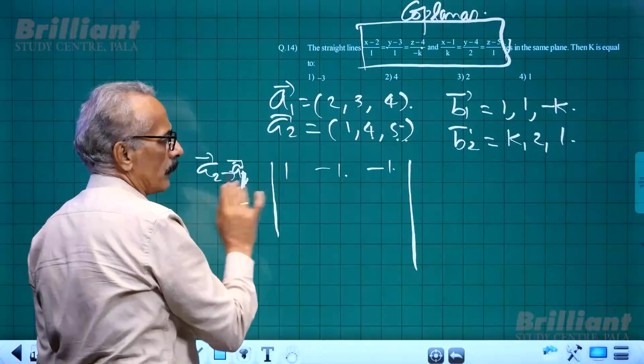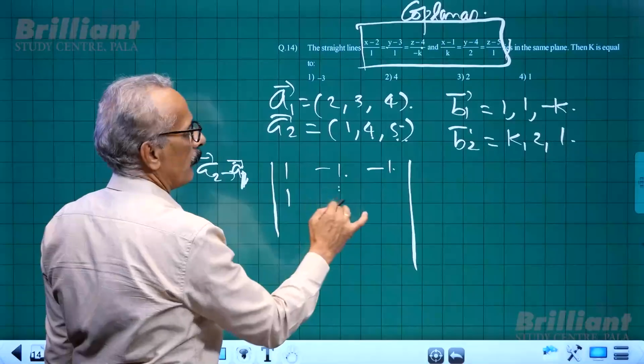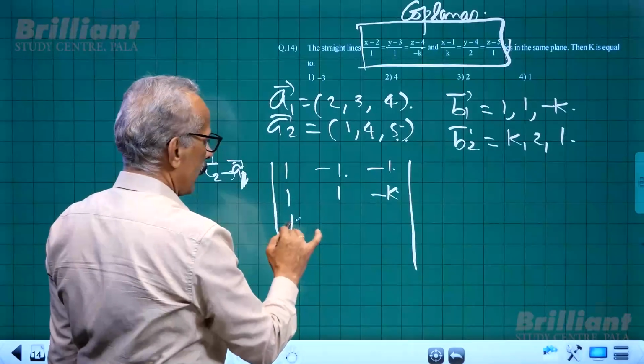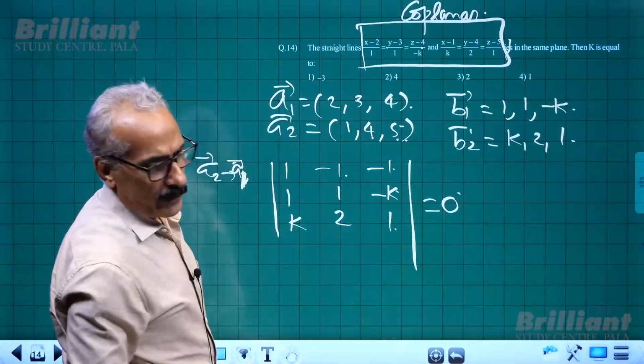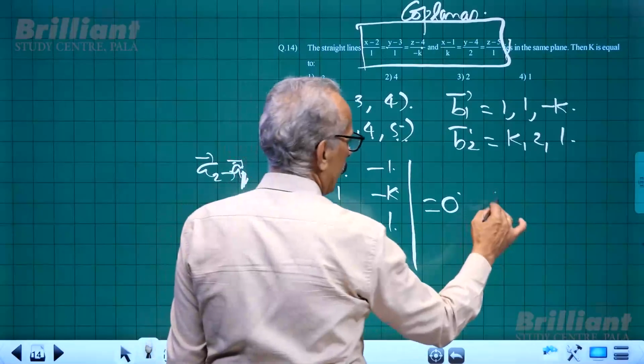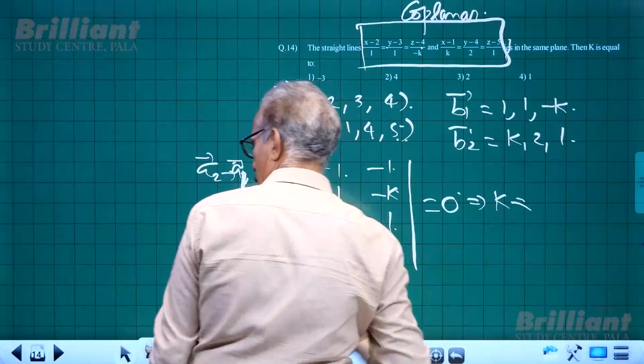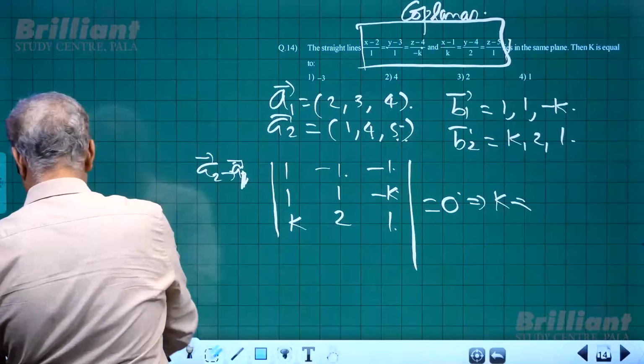A1 minus A2 or this. Okay, then B1, 1, 1 minus k. Then k, 2, 1 should be equal to 0. You know how to simplify this determinant and get the value of k. So expand this determinant and get the value of k, please.